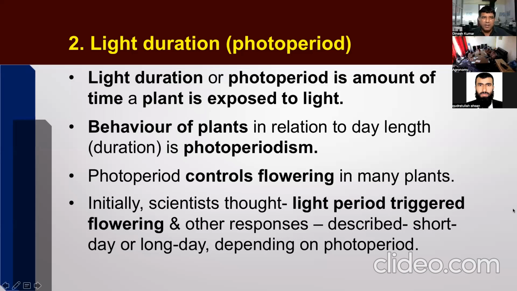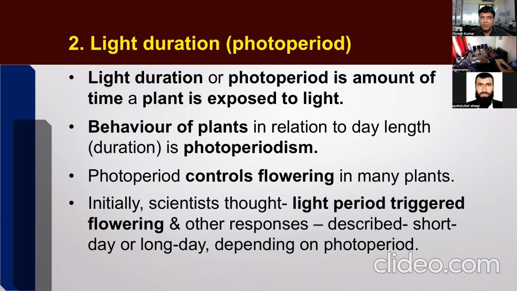So welcome back again in this class. Now after light intensity, we are going to discuss light duration: how long the Earth or a particular place is receiving the light. That is called light duration or photoperiod. Photo means light, period means duration. So light duration or photoperiod is the amount of time a plant is exposed to light. The behavior of plants in relation to day length is photoperiodism. If I ask you the definition of photoperiodism, you can simply say the behavior of plants in relation to day length is photoperiodism.